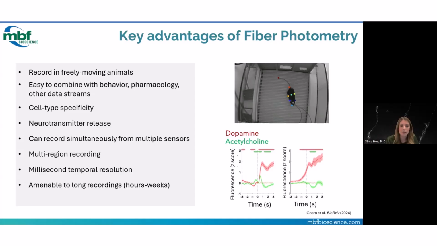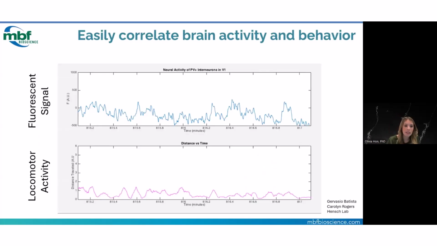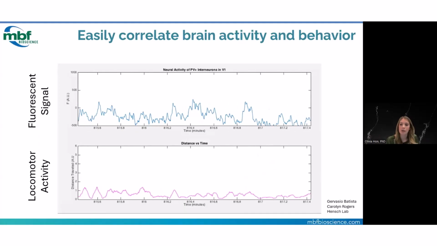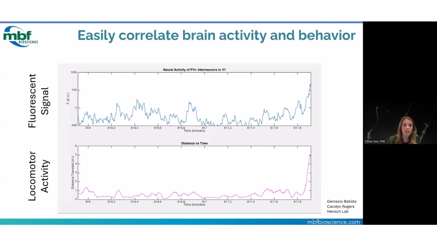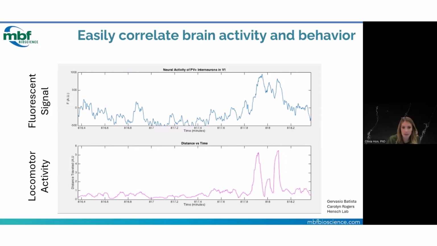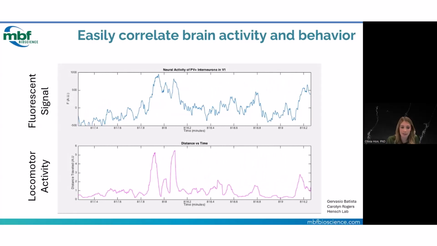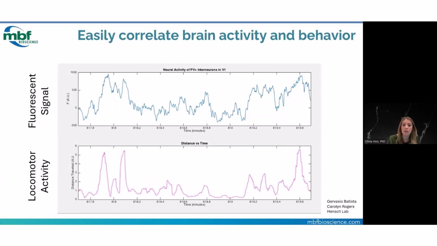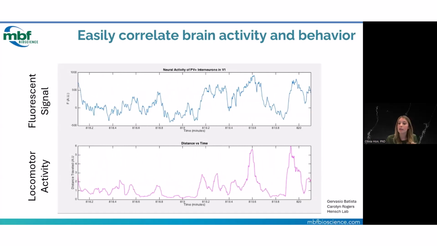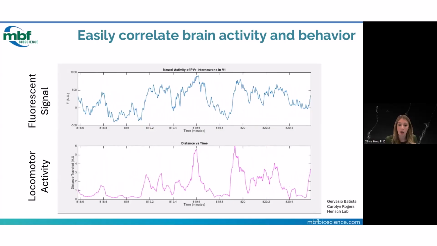So FP gives you the best of both worlds, being able to do some really tightly time-locked things to look at discrete signals, and you can also look at how those signals change over time. And so it's really easy to correlate behavior and activity. In this case, what you're looking at on the top is fluorescent signal, and on the bottom, locomotor activity. It gives you a really powerful way to understand exactly what your cells are doing.